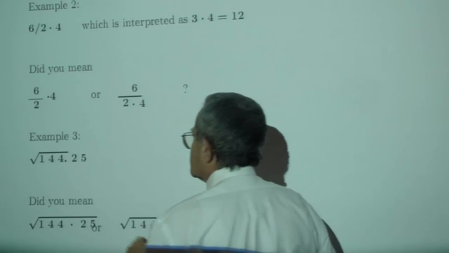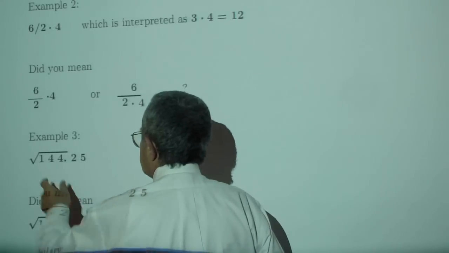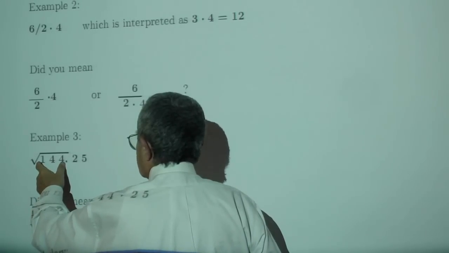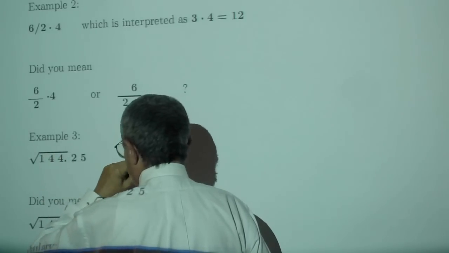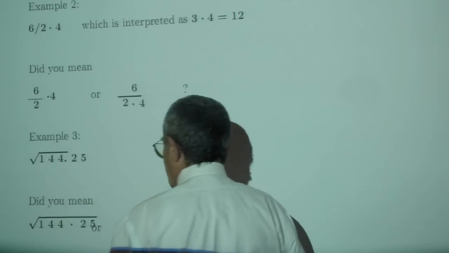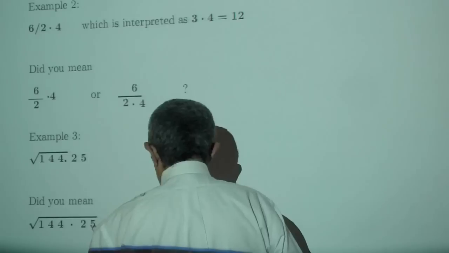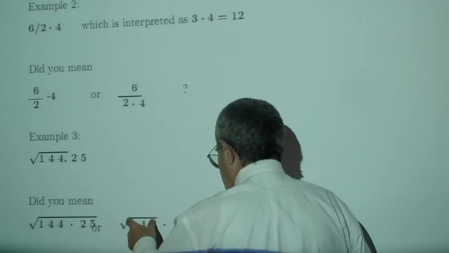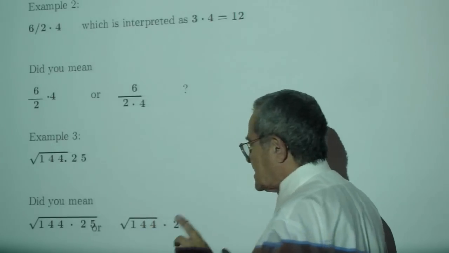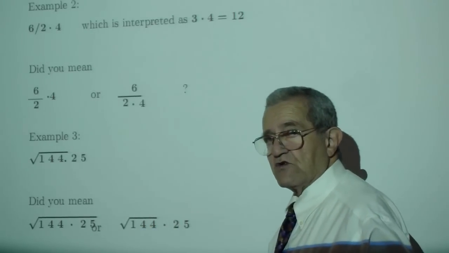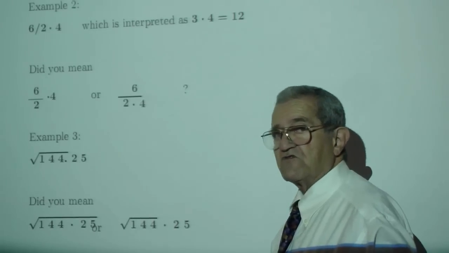If you want the square root, how far does the square root sign extend? Did you just mean it to be the square root of 144, and this dot, is that a decimal or is it a multiplication sign times 25? Or did you mean to take the square root of 144 times 25? Or the square root of 144, which is 12, multiplied by 25? Be careful how you write in arithmetic. This is very, very important. Don't be sloppy. You'll regret it.